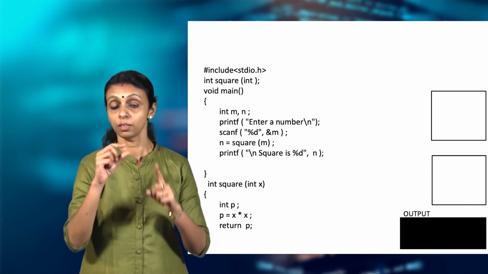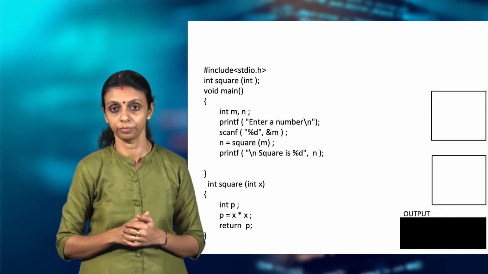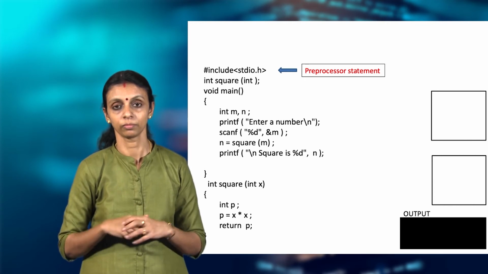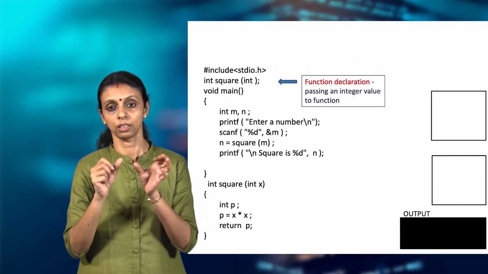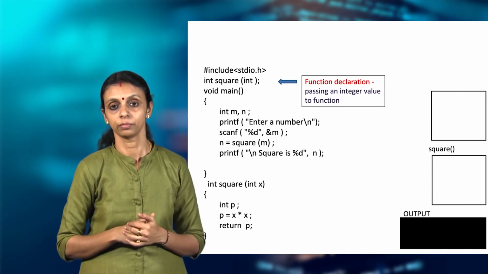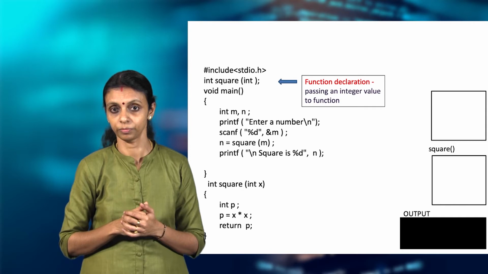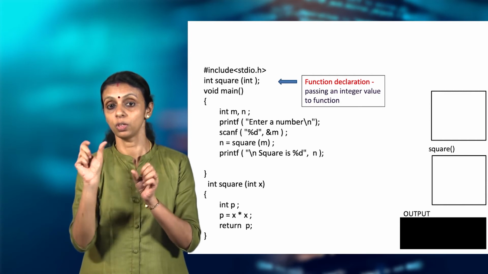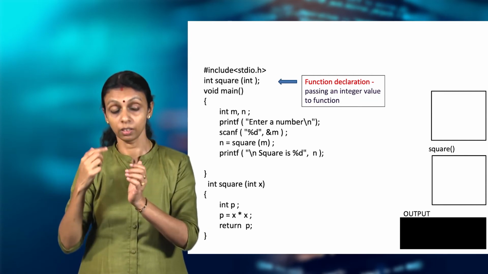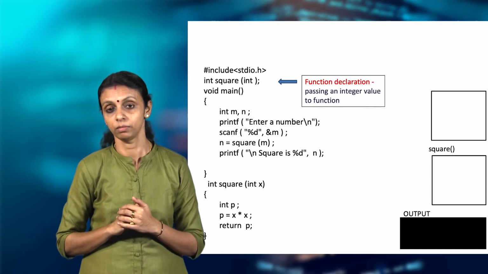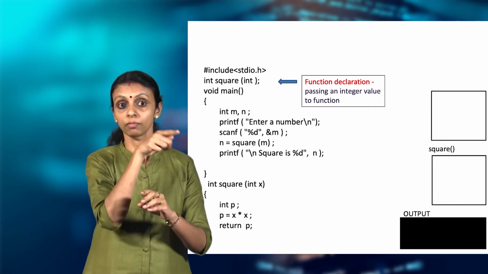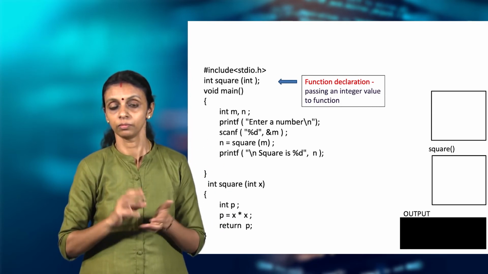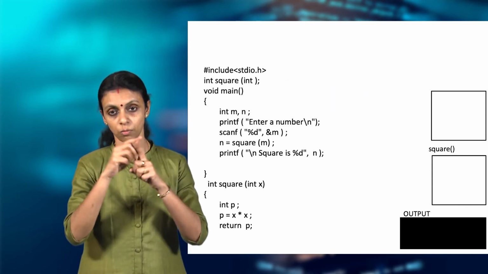Let us see how this function executes. Preprocessor statement. Function declaration int square in brackets int. This says that we are defining function square. In this program, it passes an argument of type int and also it gives back an int value to main after function execution. Main function, program starts here.